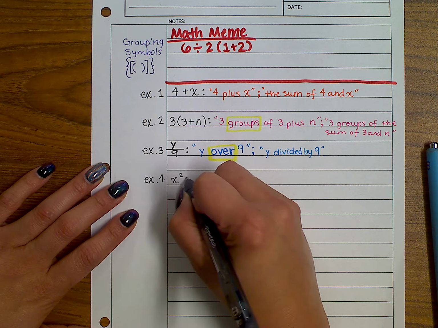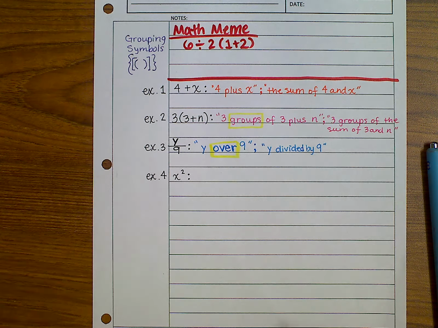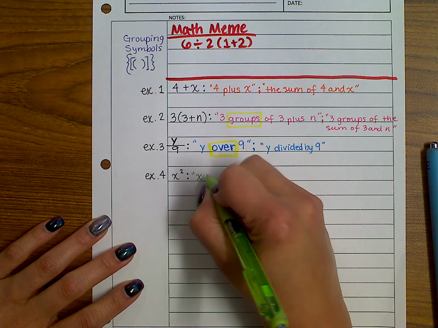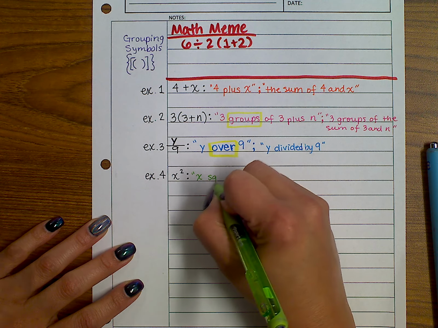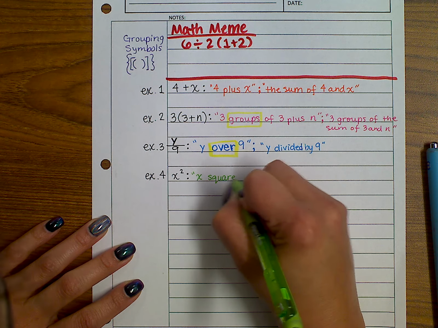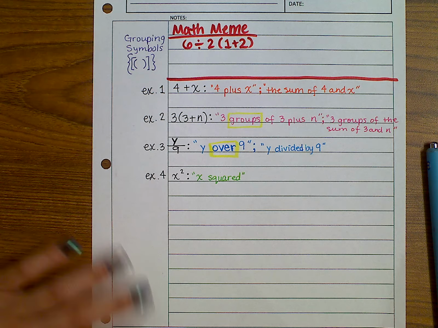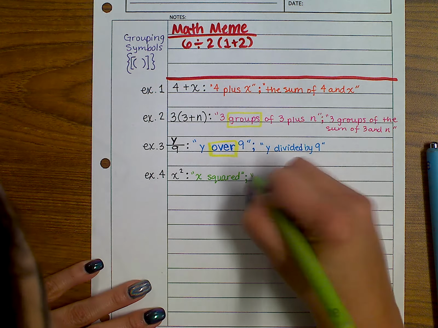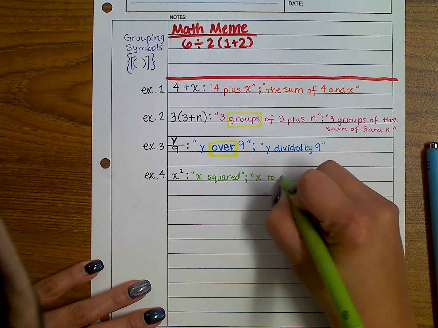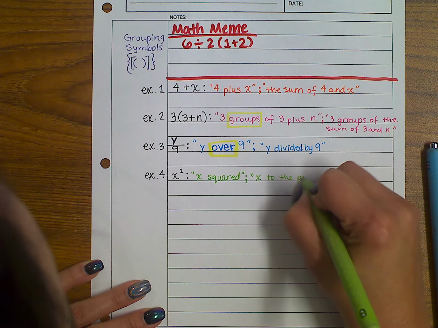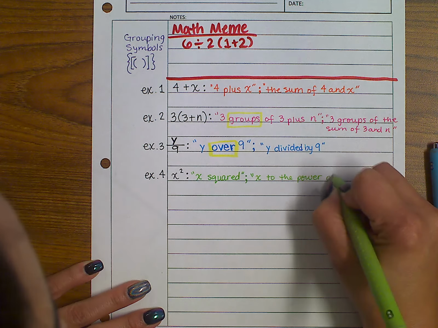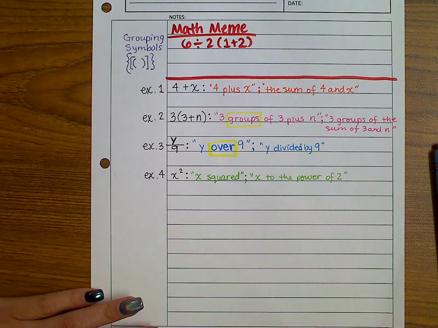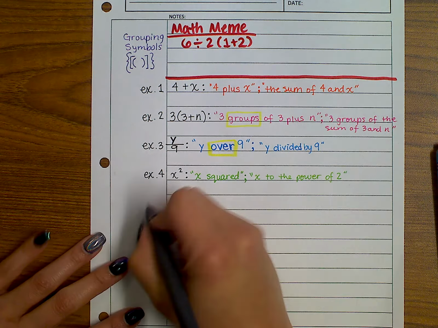And this one's simple. You guys told me that that would be x squared. I was very happy that y'all remembered that. You also told me that that is x to the power of 2. I'll take that. Example 5.